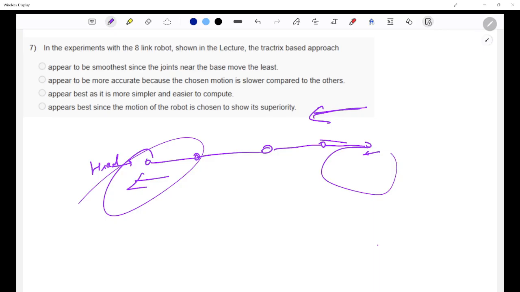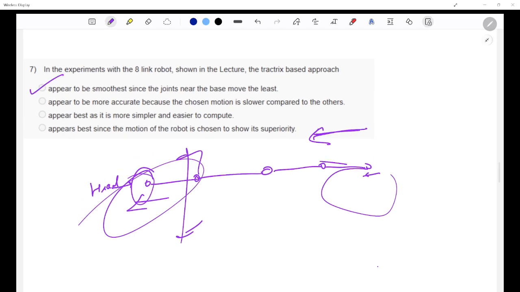This reduces unnecessary movement of the entire body. So when base joints move very little, the robot does not swing widely, the motion becomes stable and the link velocities remain small. Thus the motion looks smooth. Therefore, option A, which said that it appears to be smoothest since the joints near the base move the least, is correct. Okay. Option B is appears to be more accurate because the chosen motion is slower compared to the others.